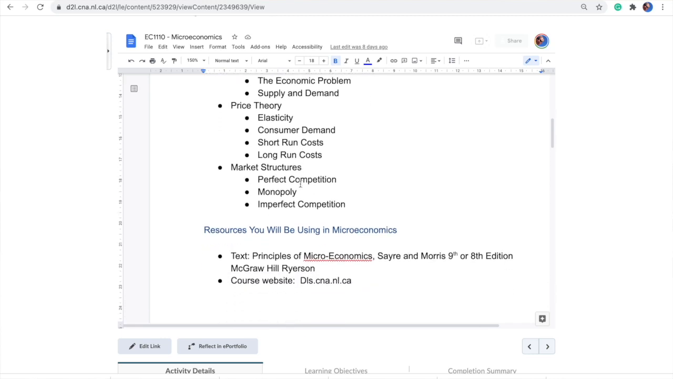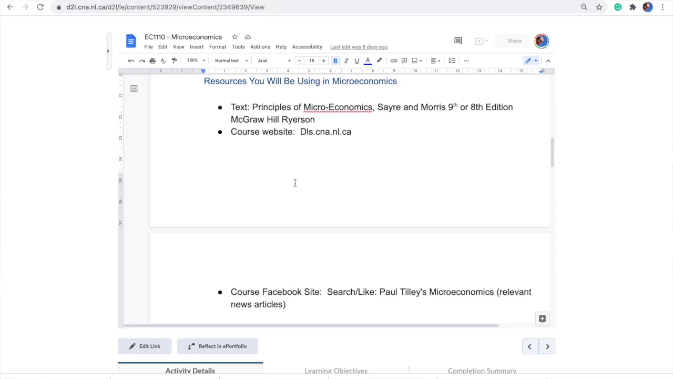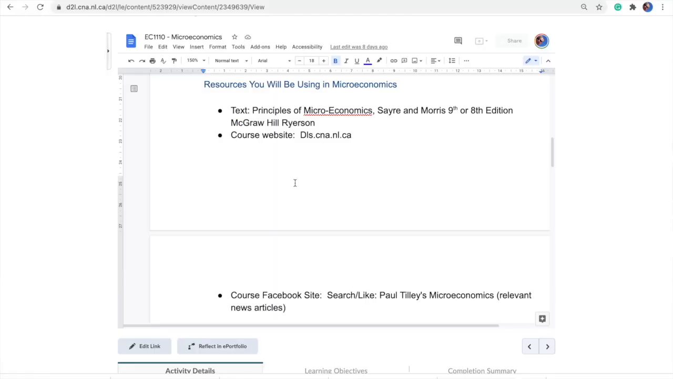The textbook for the course has been used for years. It's called Principles of Microeconomics by Sire. It's in its 9th edition now. It may have gone into the 10th edition. Regardless, the 8th, 9th, or the newest edition is perfectly good. So whatever works for you.